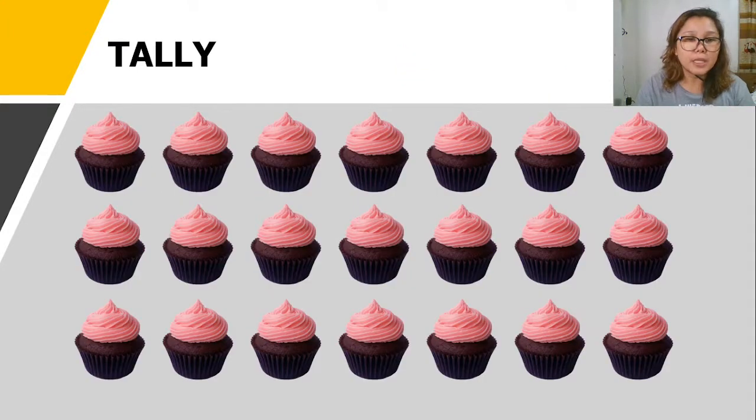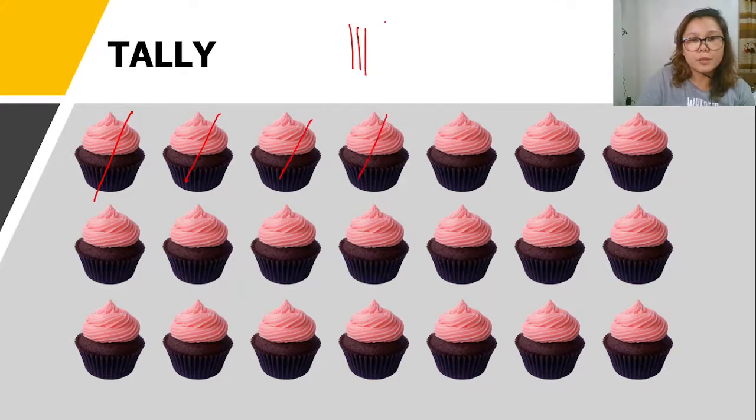Next one, another. So a set of cupcakes. So we'll try to tally them so that we can easily count them. Okay, for the first cupcake, second, third, fourth one. So pag nag-5 na, pang 5th, diagonal, and then another set. This is 1, 1, equivalent to 1, equivalent to 1. This is the 5th one.